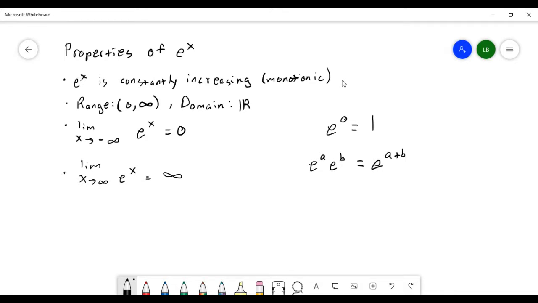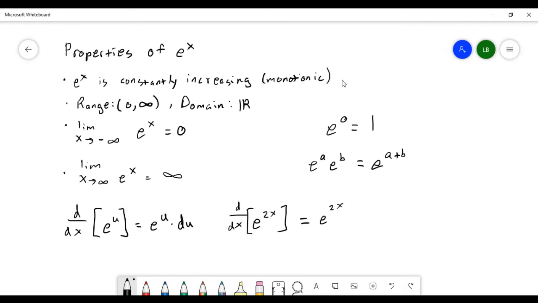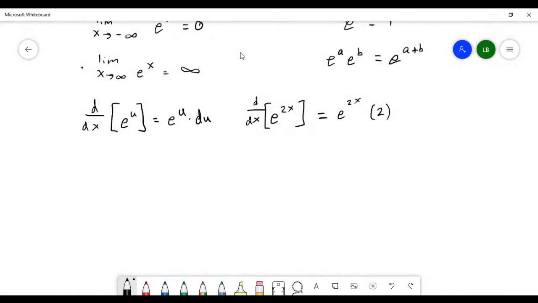And lastly, we'll talk about the integral and derivative of e to the x. So the derivative with respect to x of e to the u is e to the u times du. So if we had e to the 2x and wanted to take the derivative, it would be e to the 2x times the derivative of 2x, which is 2. And lastly, the integral of e to the u du is simply e to the u. So those are some important properties of exponential functions.